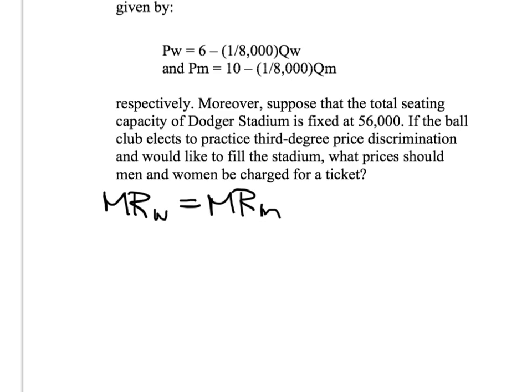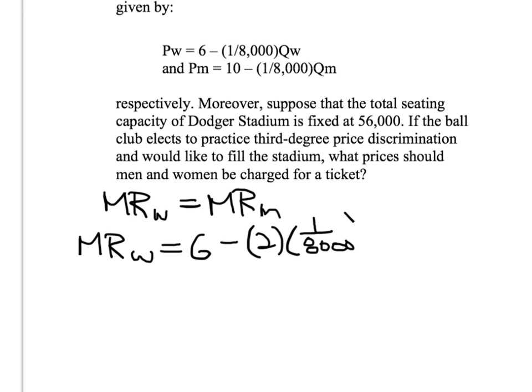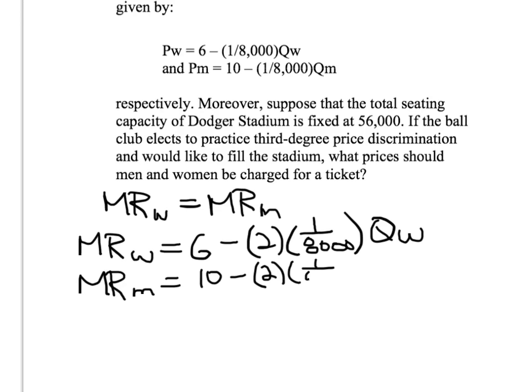We know that the marginal revenue for women is going to be the same as the demand equation, but multiply that times a factor of 2. And then the marginal revenue for men is going to be the same as the demand curve for men, but multiply the slope by a factor of 2.